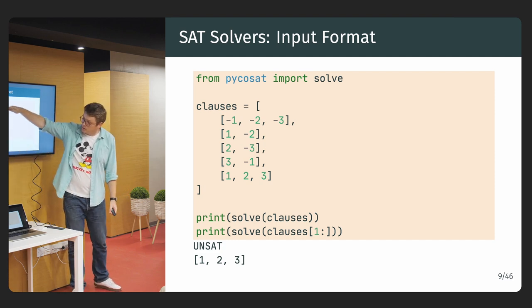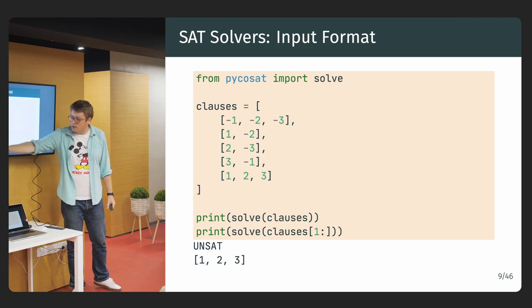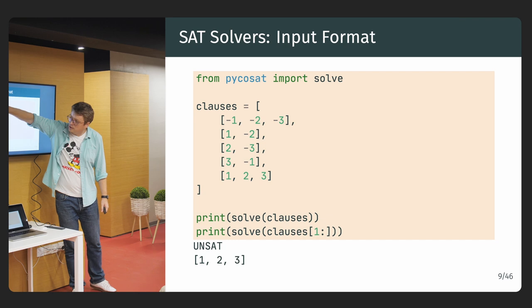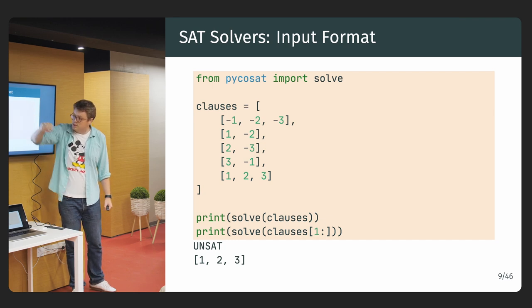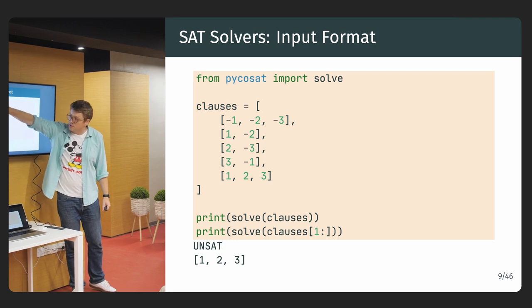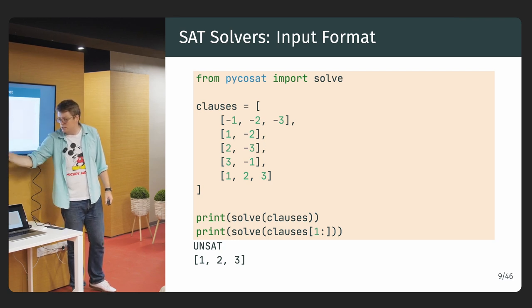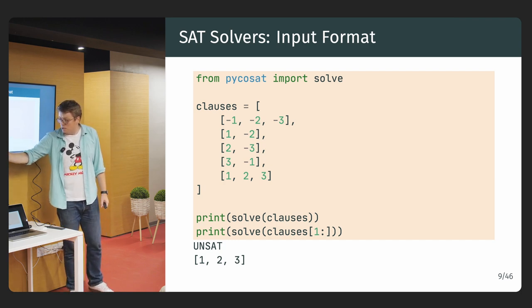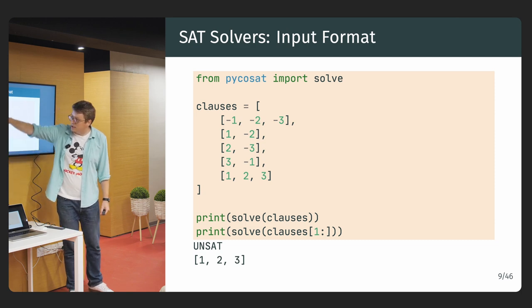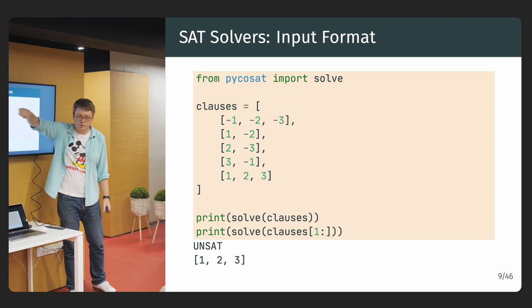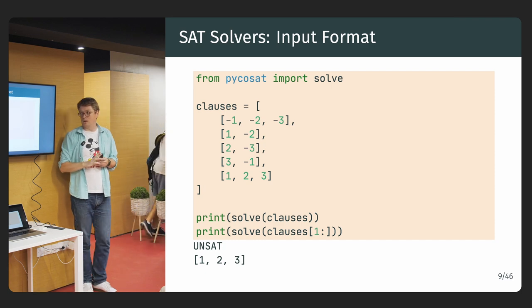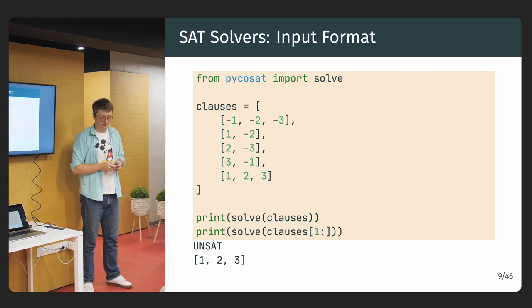If you just try to check the satisfiability of these five clauses, then it produces unsat. Okay, this second call actually solves all clauses except for the first one, right? And in this case, the formula is satisfiable, and this is its satisfying assignment. So if we consider 1, 2, 3 with plus signs, then it basically intersects every clause except for the first one. Okay, this is an interface for working with a SAT solver.